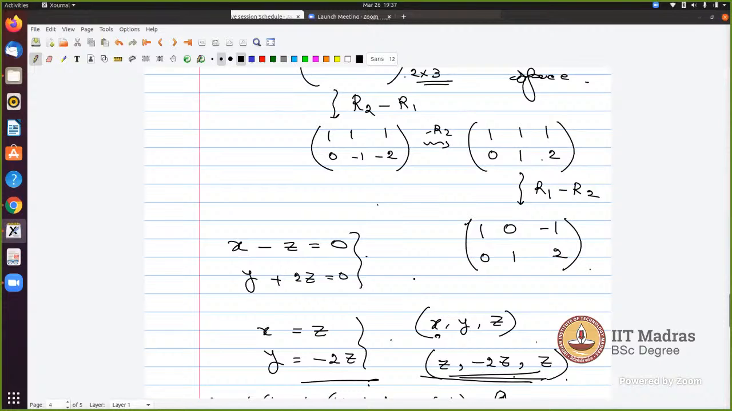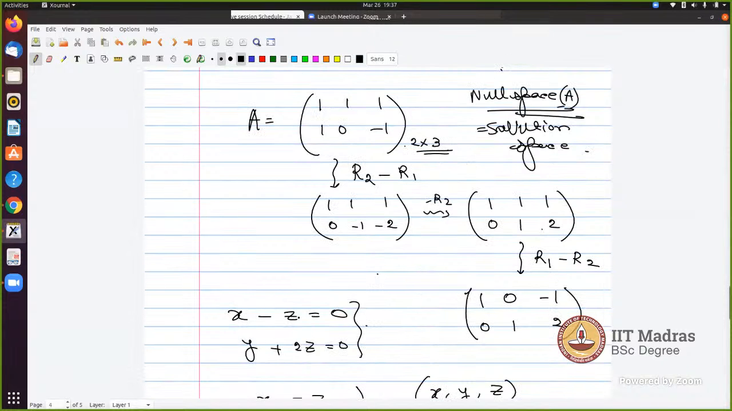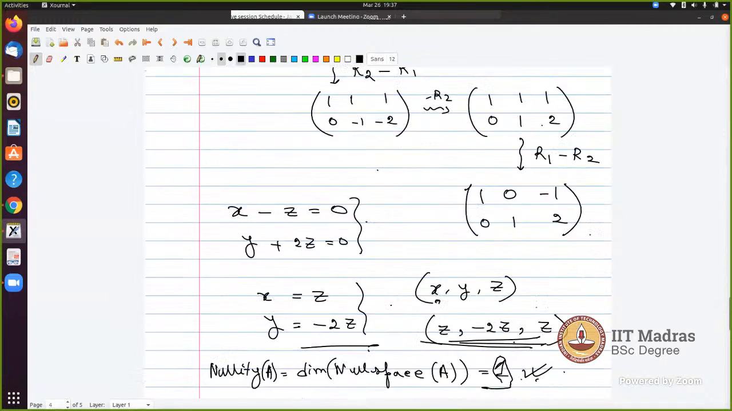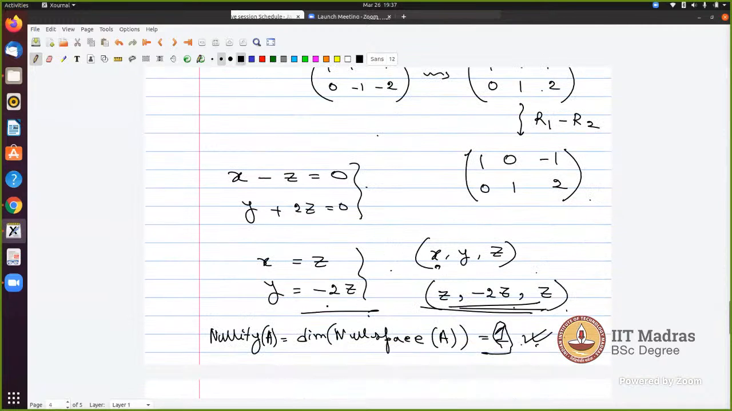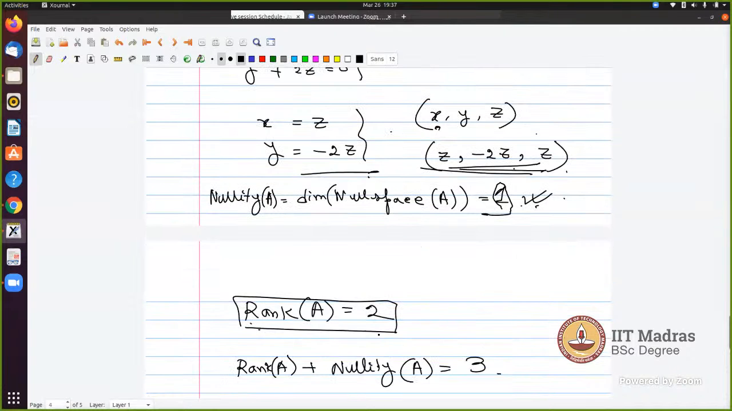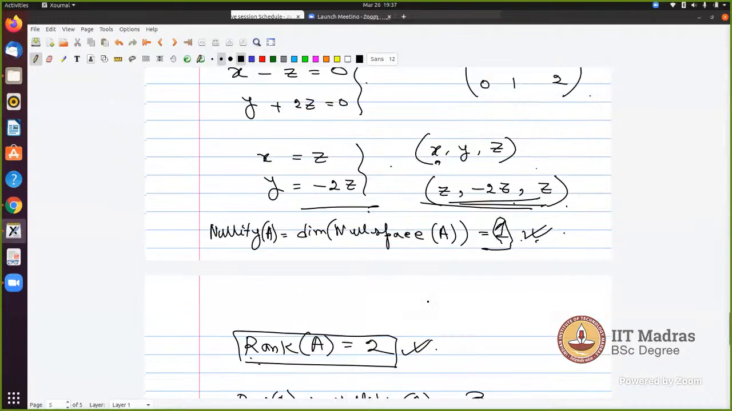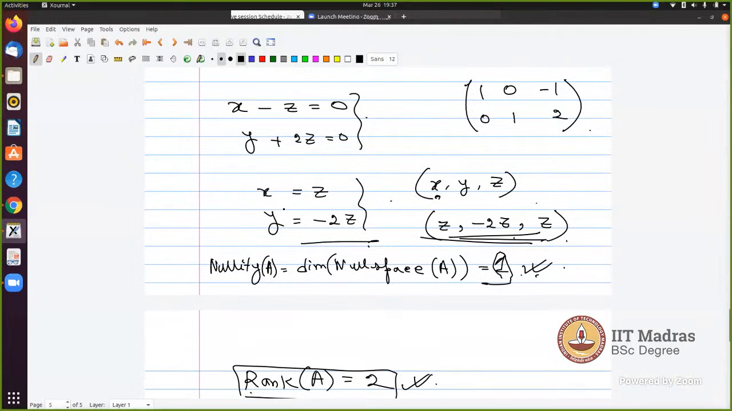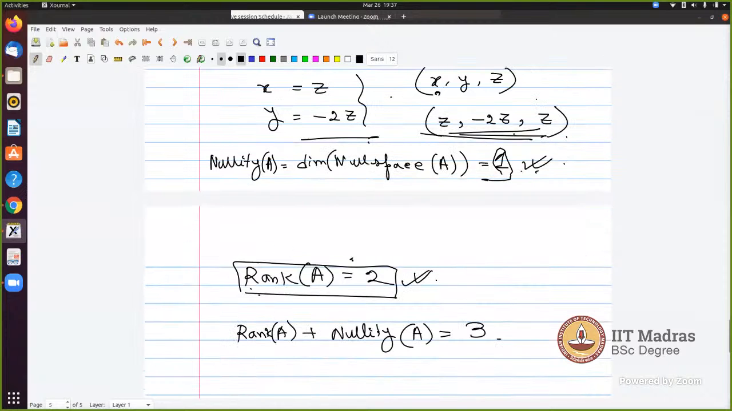So what we are seeing is that when we are solving this equation, the number of independent variables gives us the dimension of this null space. That means the nullity. Now what does the rank give? Rank is basically the number of remaining variables which are dependent, right? So this rank is basically the dimension of the image space, right?